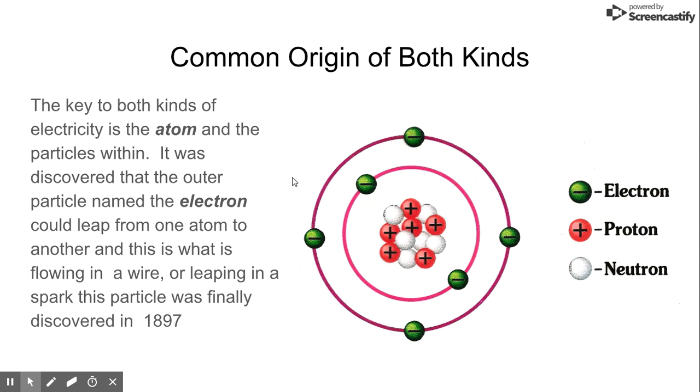Both forms of electricity originate from the atom. We have the electron and the proton inside. The movement of electrical energy only involves the electrons, that they will leap from one atom to another, these valence electrons. And this was not known until 1897. Prior to that, they just knew there were charges. They just had no idea how they were related to the atoms themselves, that the atoms were in fact made out of opposite charges.